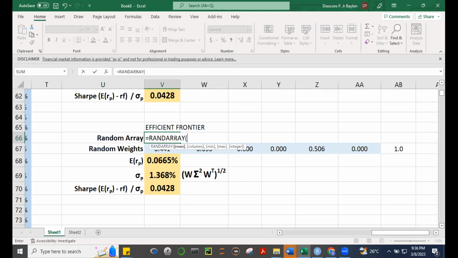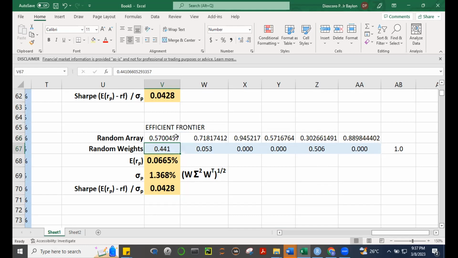So ilang rows? Isang row lang. Tapos ilang columns? 1, 2, 3, 4, 5, 6 columns. So 1 row, comma, 6 columns. Alright? Okay, pwede tayong maglagay ng minimum o maximum, pero wag na. Control, enter. Alright, so nag-generate siya ng 6 na random numbers, isang row, 6 na columns.